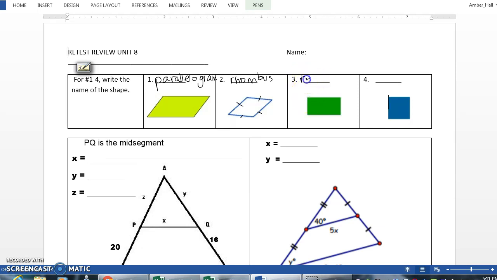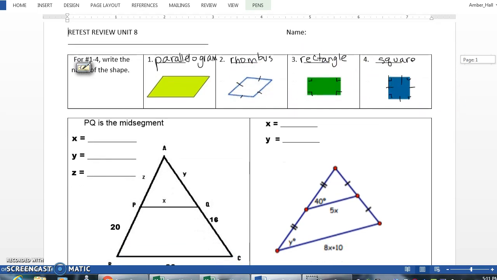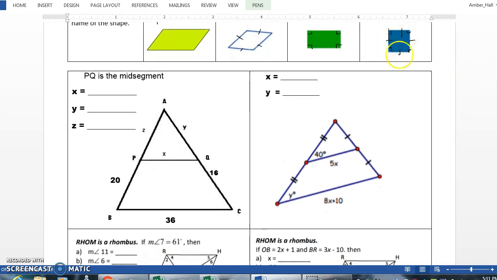3, we have a rectangle. You can tell because the sides are not congruent, but there are right angles. And then 4 is a square, because it has 4 right angles and 4 congruent sides. So it is a rhombus with the congruent sides and a rectangle with the corners. The vertices, I should say.